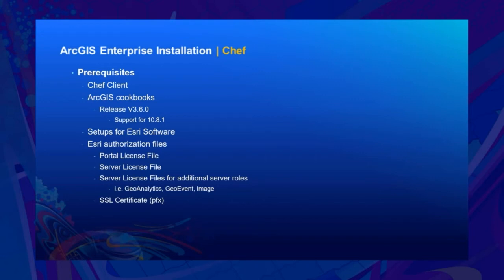So, if I wanted to deploy ArcGIS version 10.8.1, I would need to use release version 360 or later of the ArcGIS Cookbook. You will also need to have access to the setup files for Esri software. This is the setup application for each component of the Esri software. And you will need the Esri authorization files along with a SSL certificate for your environment.